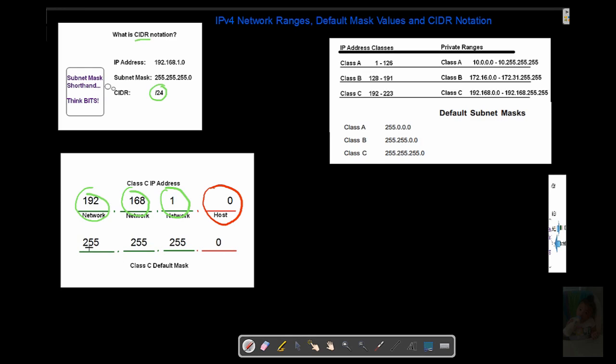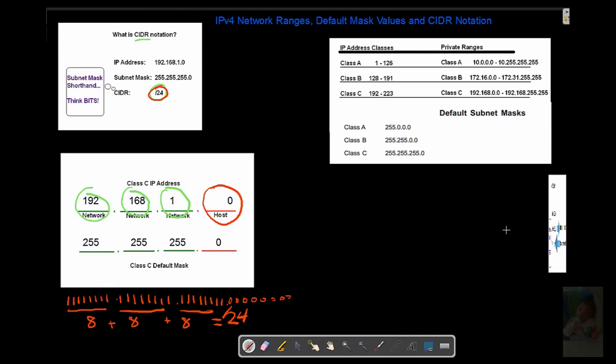Okay, this CIDR notation right here, 1 2 3 4 5 6 7 8, 1 2 3 4 5 6 7 8, 1 2 3 4 5 6 7 8, 1 2 3 4 5 6 7 8. How many bits are enabled? Remember, these are bytes of information, so they're 8 bits per octet. 8, 16, 24. 8 bits here, 8 bits here, 8 bits here. So we're dealing with a CIDR notation of /24, just like we have up here.